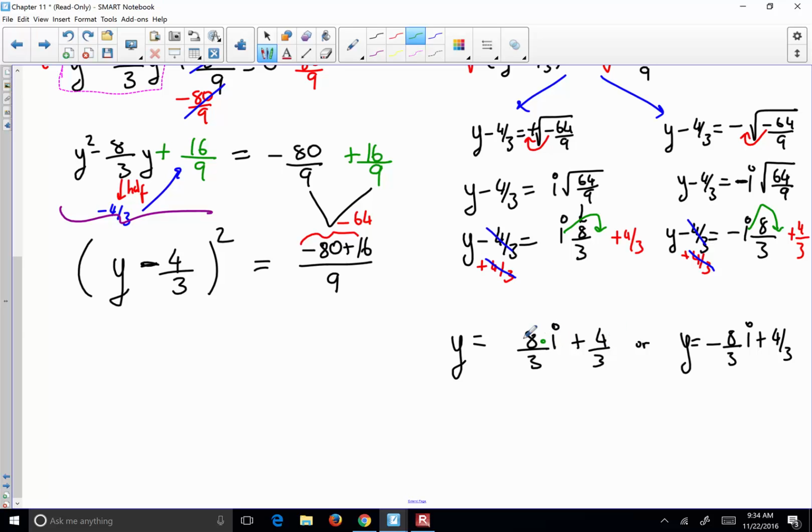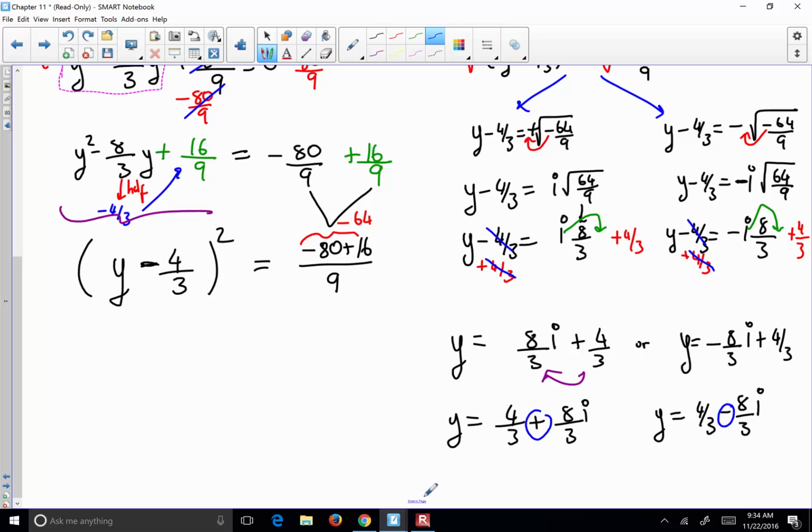No, they're not like terms. But this is called a complex number. This is the real part. This is the imaginary part. We usually like the real part in front. So I want to put 4/3 first and 8/3 i next. This is just more appropriate. But both answers are okay. Look, these only differ by a sign.